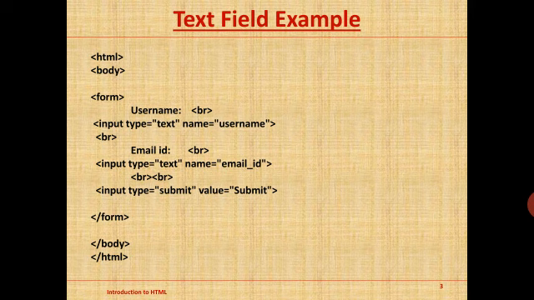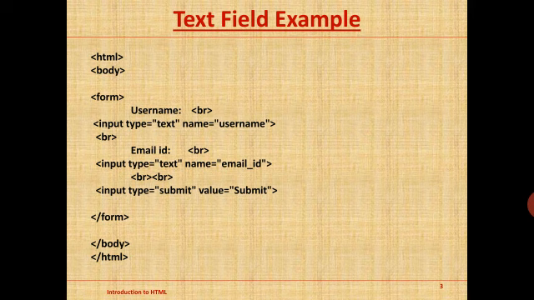Here, text fields are one-line areas that allow the user to input the text. The difference between text field and text area is text field allows only a single line to enter the data, whereas text area allows multiple lines to be entered by the user.